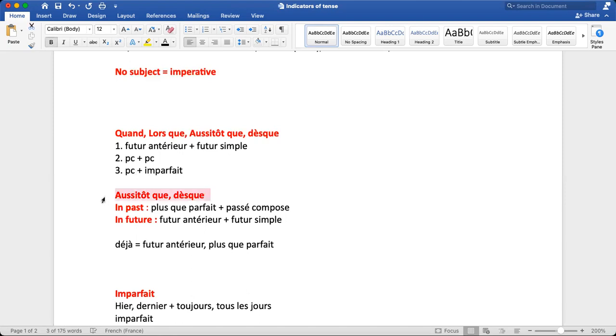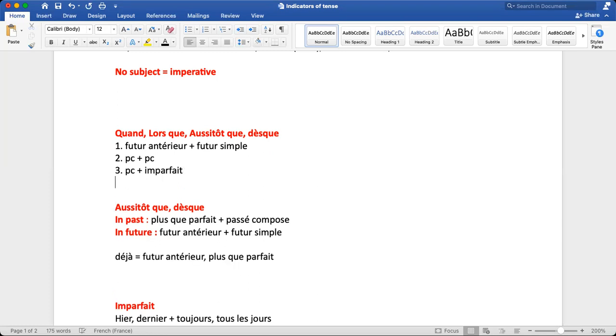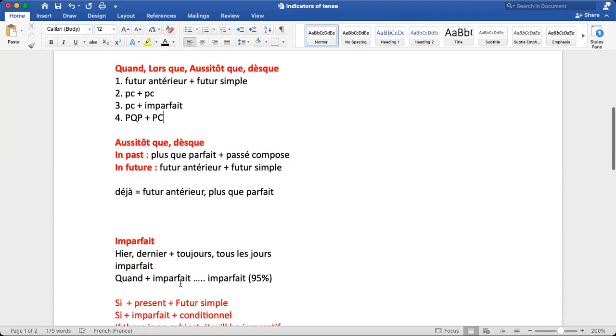And now, aussitôt que and dès que. Specifically, these two indicators. Both indicators mean as soon as. So when there is as soon as, you will either use the pair of plus-que-parfait and passé composé or futur antérieur and futur simple. Here you can also have the set of plus-que-parfait and passé composé. That's also possible.